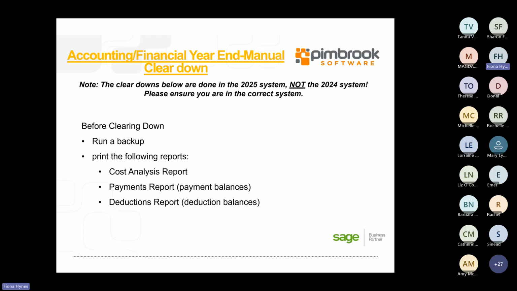If you have opted not to use the wizard, as we went through earlier, then this is how to manually clear down the financial year end figures. Before doing this, please ensure that you're in the 2025 software. Then do a backup and print the following reports: the cost analysis report, the payments report, and the deductions report. And again, if your financial year runs from January to December and you don't clear down the balances before processing the first period of the new tax year, you won't be able to clear down at a later stage. At that stage, you would be looking at doing manual corrections to the employee records.